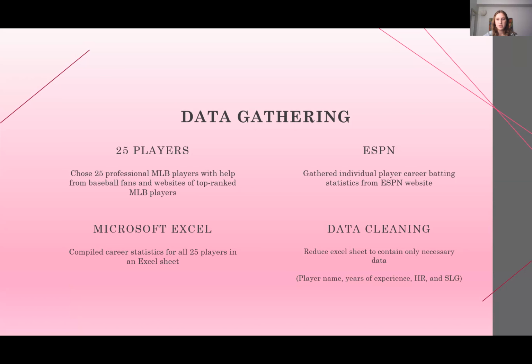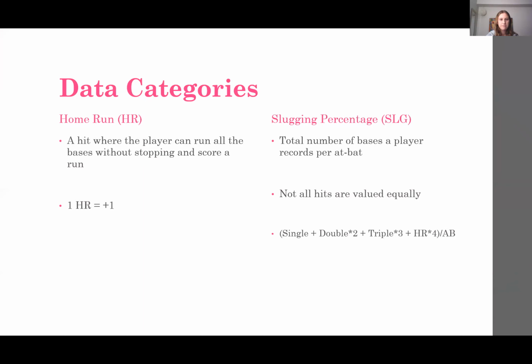So there were over 20 columns. I reduced it down to 4, specifically the player name, the years of experience they had in the major leagues, their home runs for each year, which is one of the categories that I'm going to be talking about, and then their slugging percentage for each year.